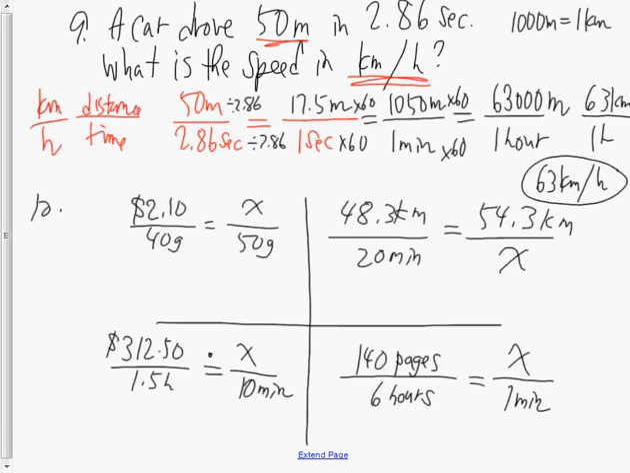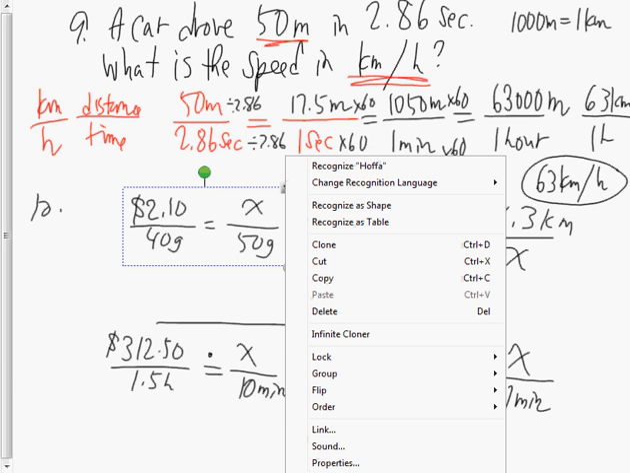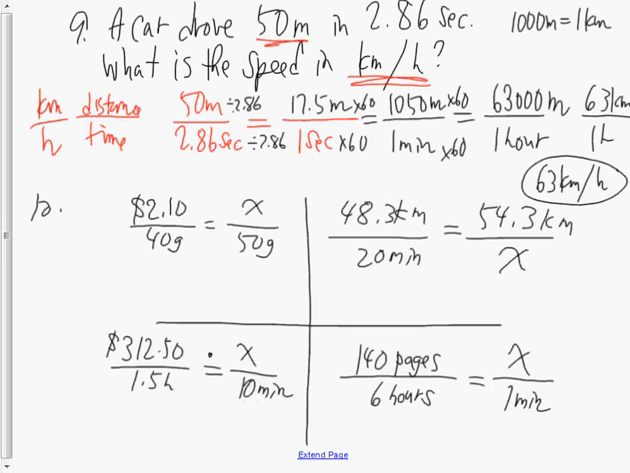In question 10, we have 4 proportions where we need to solve for the missing value. So a particular item is $2.10 for 40 grams. How much would it be for 50 grams? So for this one, there's a few different ways we could solve it. I'm going to use the unit rate method. So what I'm going to do here is take this rate, ungroup it, move it over here a bit, and then put an equal sign here.